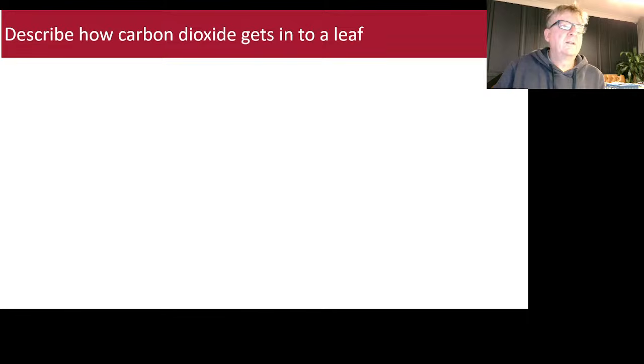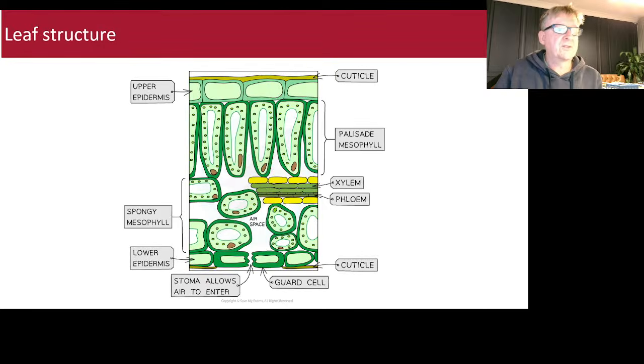Okay. Now, a little bit of factual stuff. Carbon dioxide in the leaf. There's a leaf, right? I was going to go for green then, but green probably won't show it very well, so I'm going to do a bit of purple. Okay. So what I've now got is my leaf. Stoma allows air to enter. Right. So let's start at the top.